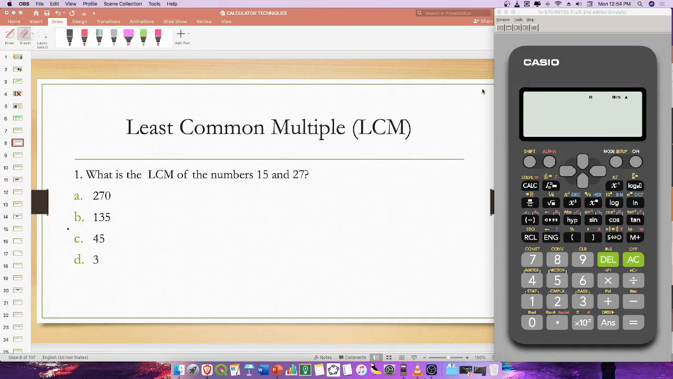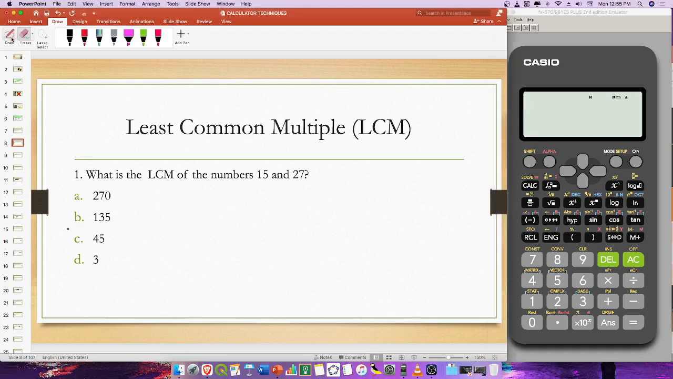All right, good afternoon. Today I will show you how to solve problems in algebra using shortcuts and calculator techniques. I will also be showing you some of the techniques that will make the problem easier to solve. Let's try this problem first.